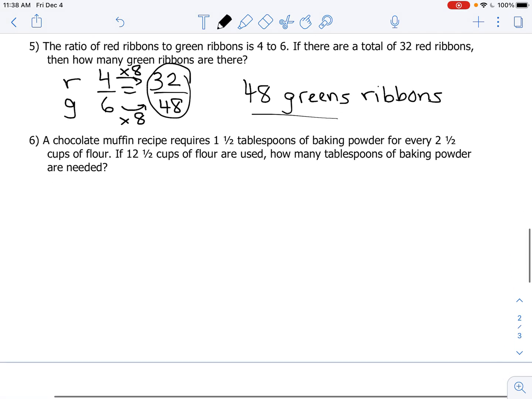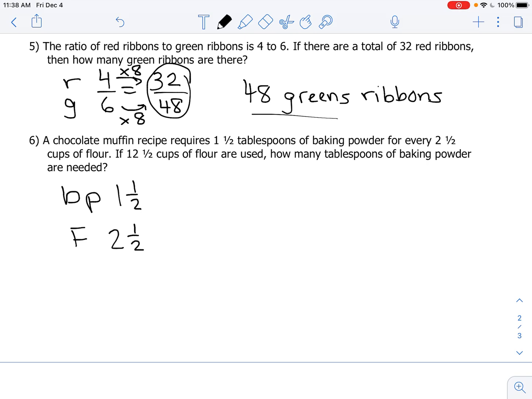And our last question here, number 6, a chocolate muffin recipe requires 1½ tablespoons of baking powder for every 2½ cups of flour. If 12½ cups of flour are used, how many tablespoons of baking powder are needed? So I'm going to set up here a ratio table, and I'm going to label BP for baking powder and F for flour. And I know, based on the problem here, we have 1½ tablespoons of baking powder for every 2½ cups of flour.